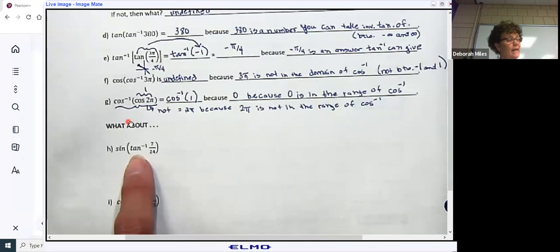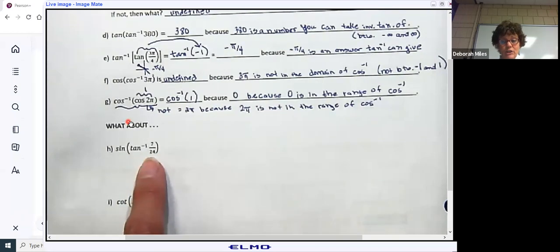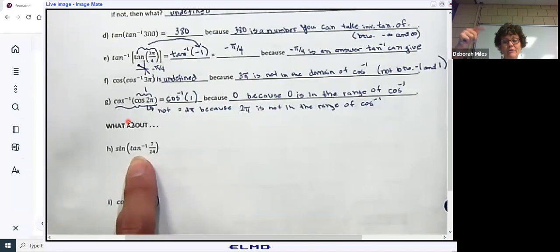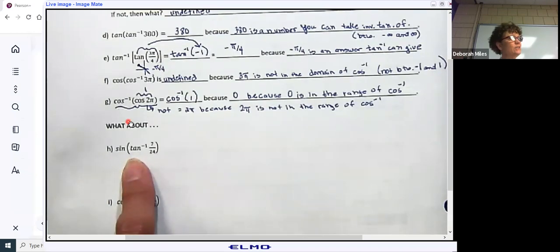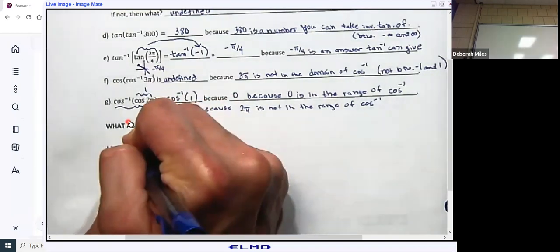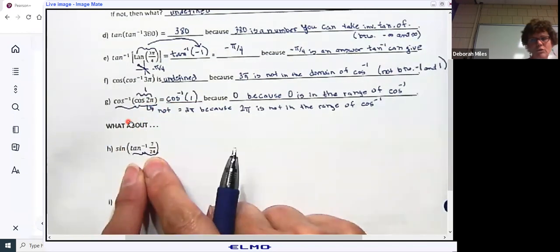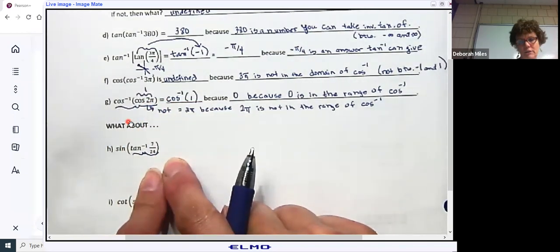I can take inverse tangent of anything. So this has an answer. It's just not something I have memorized on the unit circle. So I have two choices. If it's okay to use a decimal approximation, I can punch inverse tangent of 7/24 on my calculator and then take the sine of that. But if these directions say find the exact answer, then I can't find that on the calculator. I'm going to have to sketch a triangle whose tangent would be 7/24.